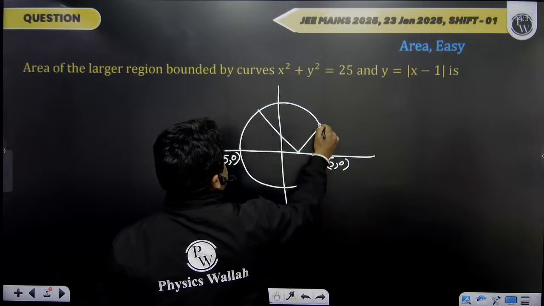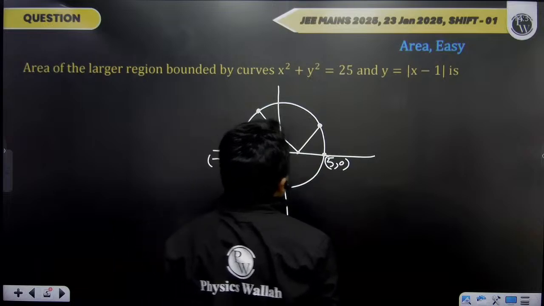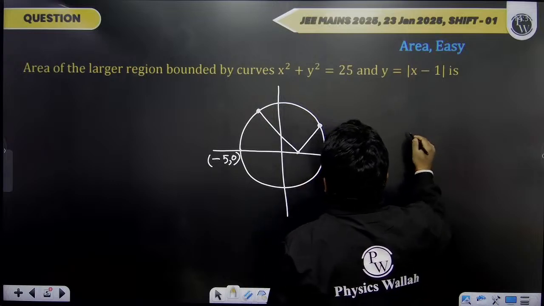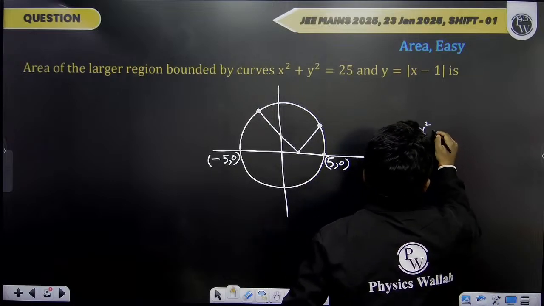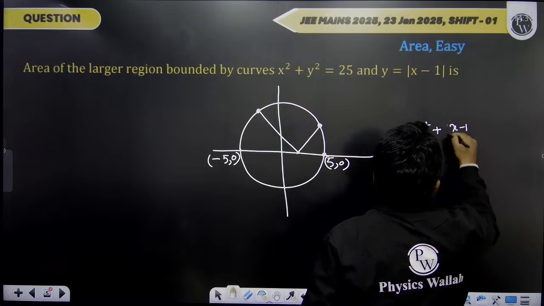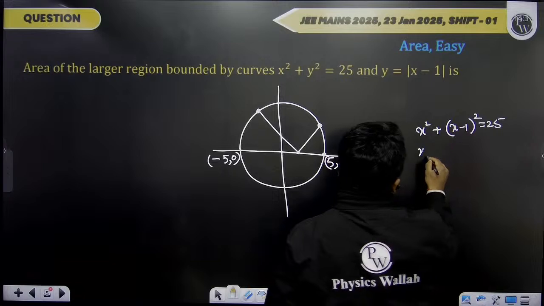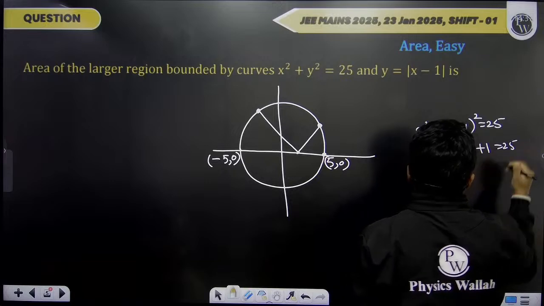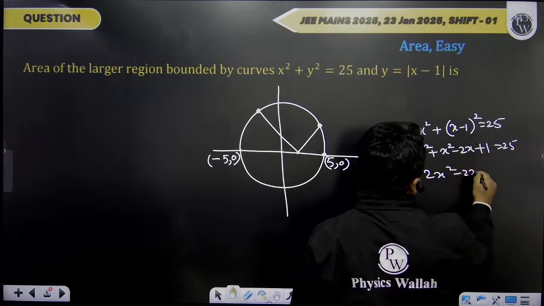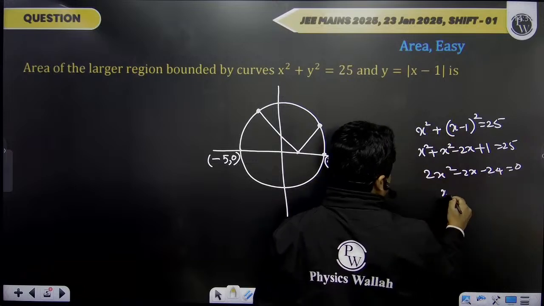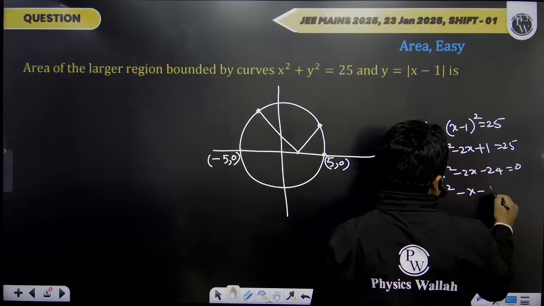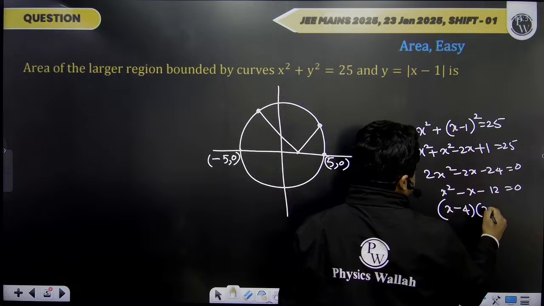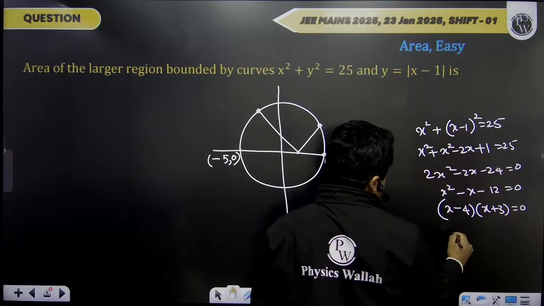So let's solve these two equations and find out these 2 points. So we have x square plus y square equal to 25, and if we take y equal to x minus 1, then what will we get? X square plus y square, y square means it will be x minus 1 the whole square equal to 25. So this is same as x square plus x square minus 2x plus 1 equal to 25. So from here we'll get 2x square minus 2x minus 24 equal to 0, or x square minus x minus 12 equal to 0. So this is same as x minus 4 into x plus 3 equal to 0. So the x values will be equal to what?